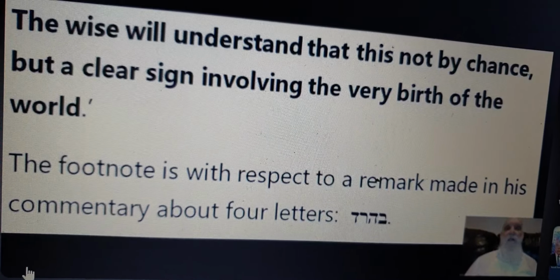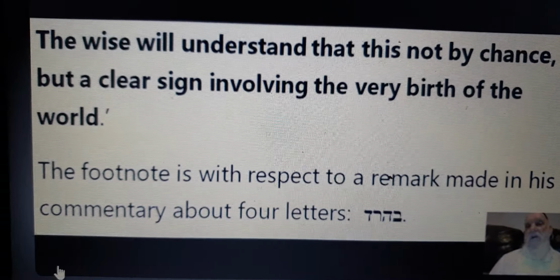So the wise will understand that this is not by chance, but a clear sign involving the very birth of the world. The footnote is with respect to a remark made in his commentary about the 4 letters: Bet, the second letter of the alphabet, Hey, the 5th one, Resh, and Dalet, Ba'arad. So those 4 letters are the basis of the birth of the moon. So let us see now exactly how all this works.